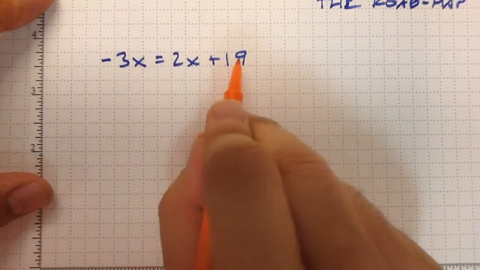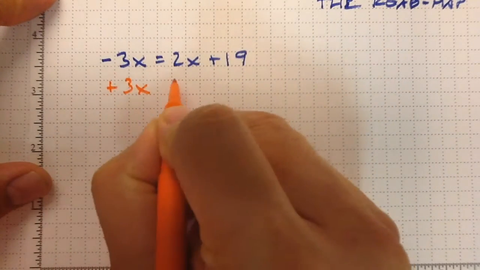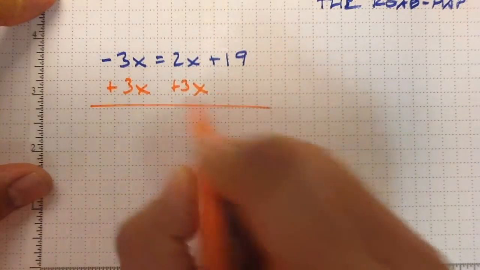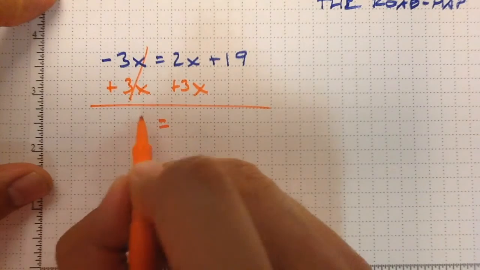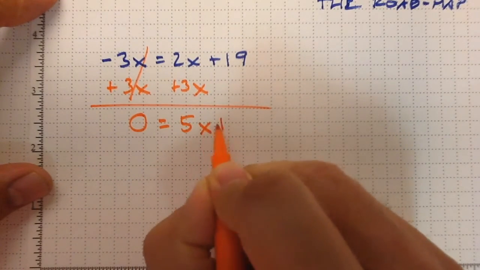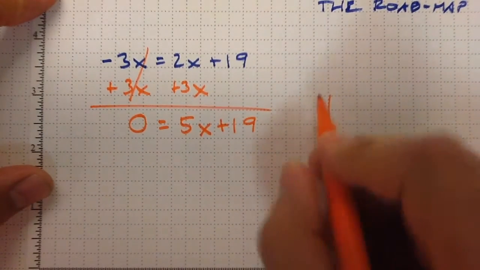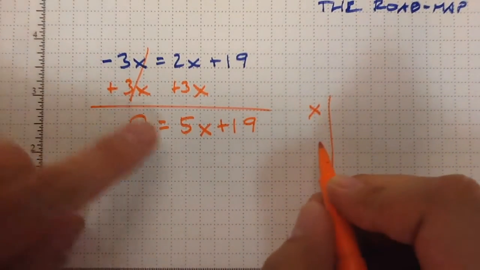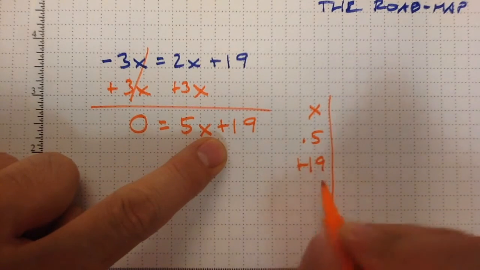I would have checked to see if I could simplify it, which I can't. I then would have added 3x to both sides. These cancel out. Now in this case, I just can't leave the left side blank, so I'm going to leave a filler 0 in. 5x plus 19. Okay, so now my roadmap would look something like this. I've got x, which has been multiplied by 5 and added 19.